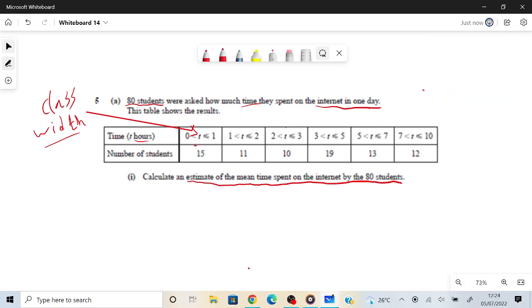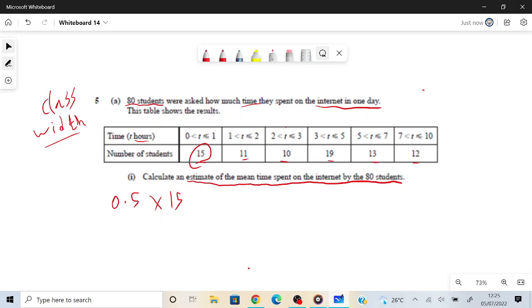So let's go ahead and get the midpoints. First we get the mid value and then times it by the frequency, which in this case is the number of students. For 0 to 1, the half value of 1 is 0.5. If you want to know how I got 0.5, you do 1 plus 0 and divide by 2. We times the 0.5 by 15, because that is the corresponding number of students, or frequency.